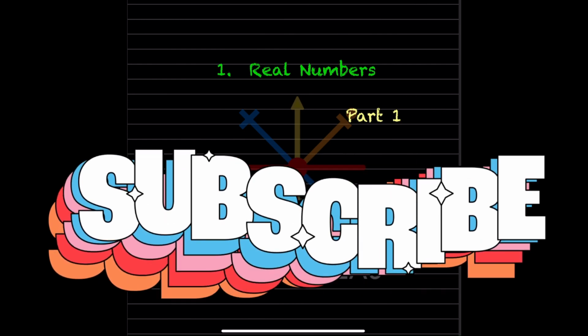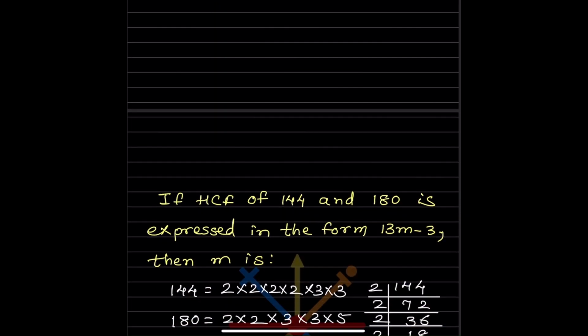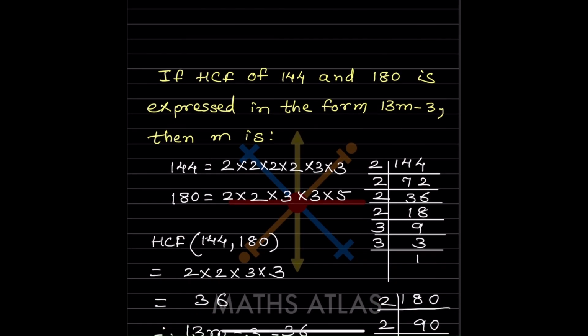So today we are going to see part 1 of the topic real numbers. So here, if the HCF of 144 and 180 is expressed in the form 13m minus 3, then m is, we have to find the value of m.